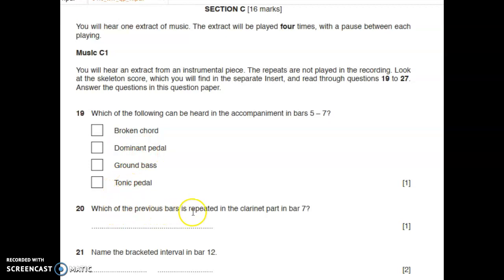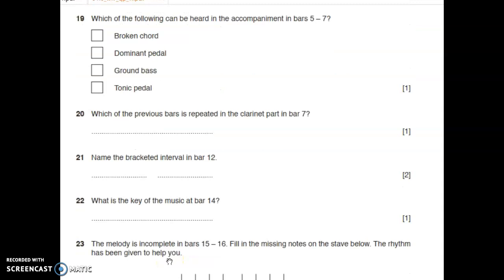Which of the previous bars is repeated in the clarinet part in bar 7? So, the clarinet part in bar 7 repeats music that you heard previously. Name the bracketed interval. Now for 2 marks, you know that you have to say major, minor, perfect, and then the distance. So for that 2 marks. Name the key of the music at bar 14.